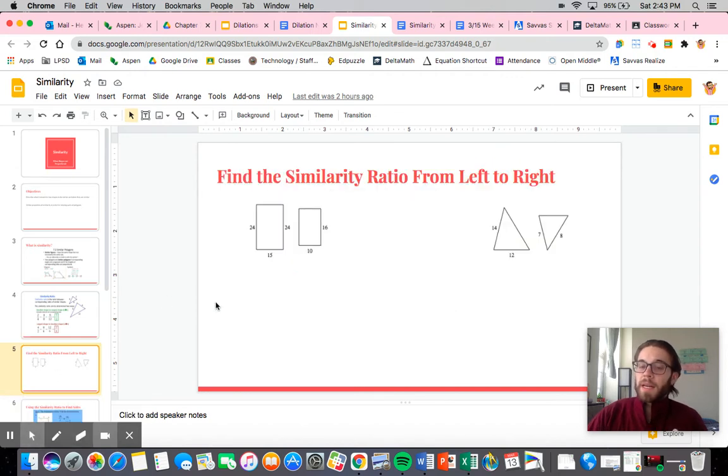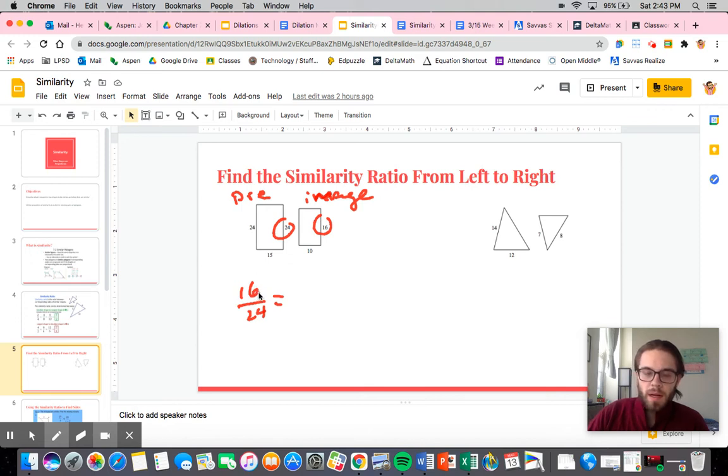All right, so how would we actually figure out the similarity ratio? We're going from here to here. So this is our image and this is our pre-image. From left to right, this is our pre, and then this is going to be our image. Because this is the image, this is the one that's going to go in the numerator. So I'm going to say 16 is in the numerator, and the corresponding side to the 16 here is this 24, so 16 over 24.